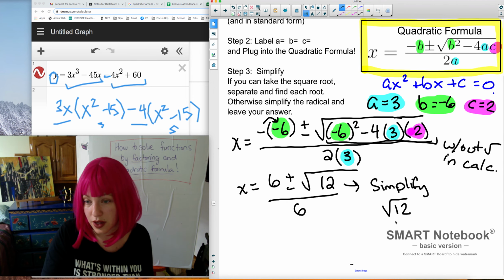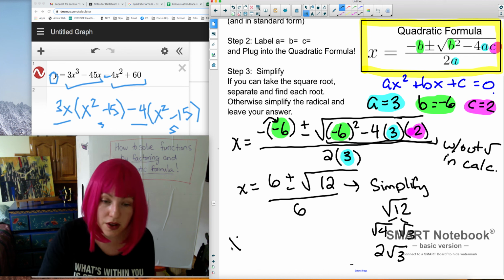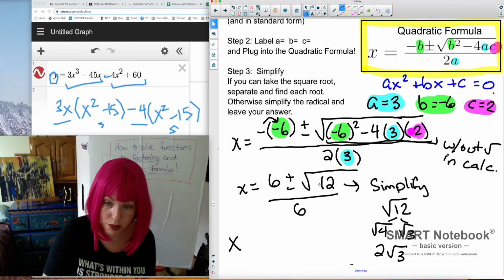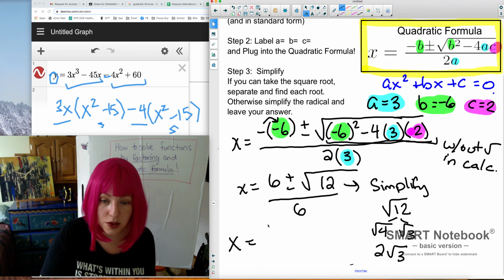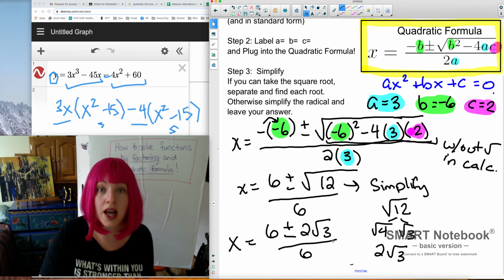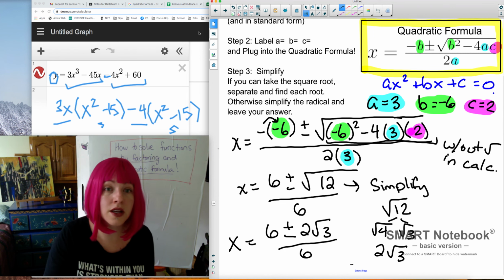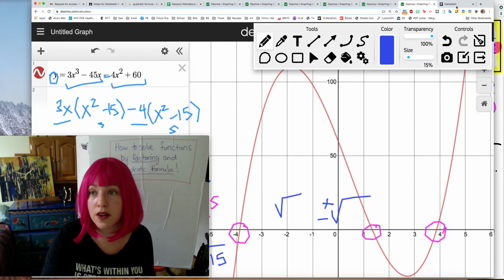Okay. And it's square root 4, square root 3. The square root of 4 is 2, so it's 2 radical 3. My final answer, so that's the radical 12, just simplified, is x equals 6 plus or minus 2 radical 3 over 6. I'm going to show you how to type that in to Delta Math.